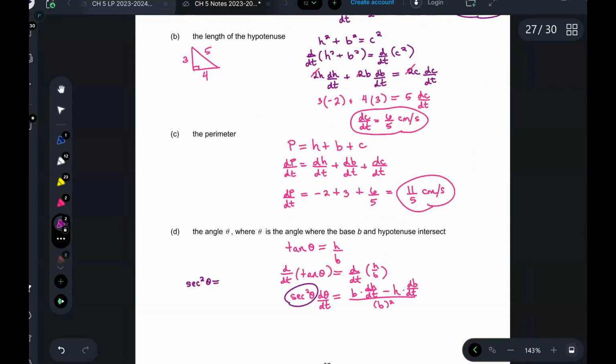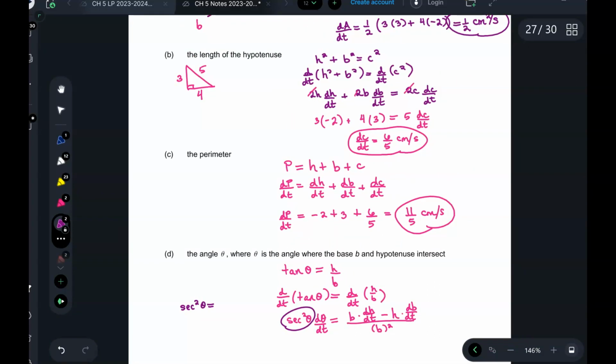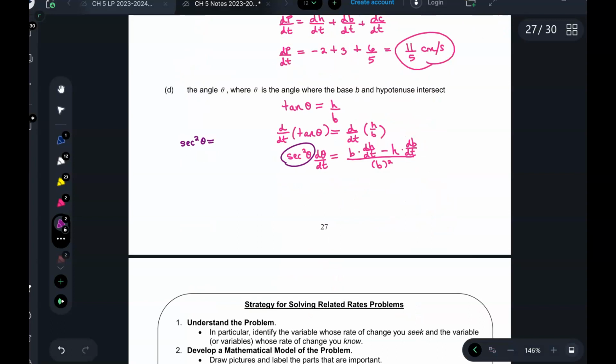What's secant squared of theta? Let's go back to the triangle that we were provided. Here's theta. What's secant? Secant would be hypotenuse over adjacent. Cosine would be 4 over 5, so secant is 5 over 4, squared. We can literally square 5 over 4, so it's 25 over 16. Do we have to put the theta? No. Wait, how do you get 5 over 4? From the triangle. These are the measurements of the actual triangle.